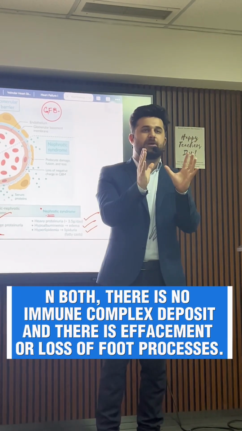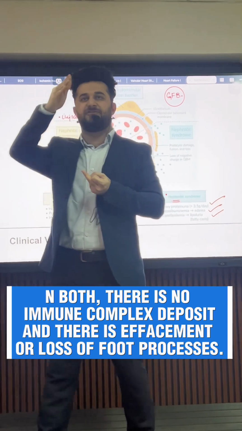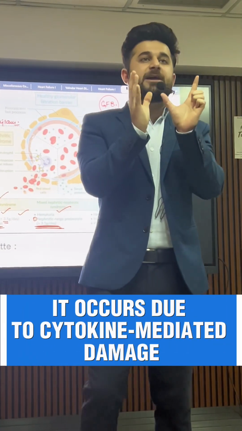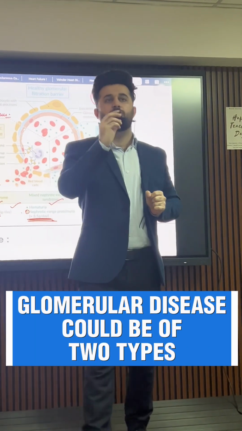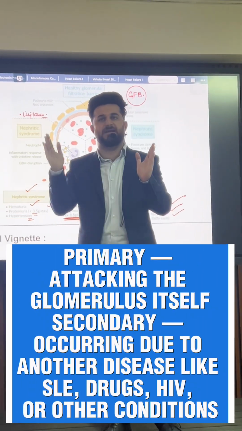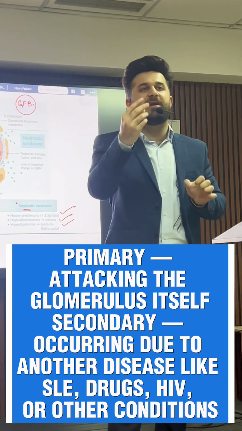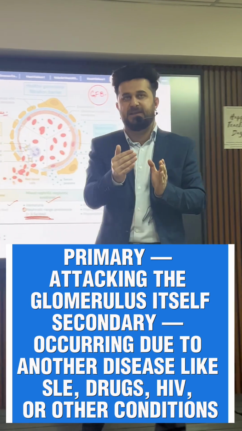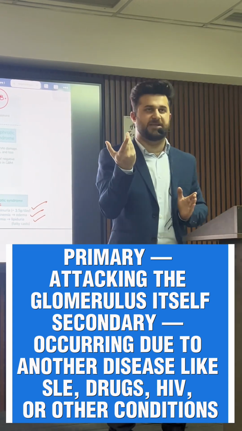And the basic thing which is common in both of them is there is no immune complex deposition and there is effacement of foot processes, or loss of foot processes. And it occurs due to cytokine mediated damage. Glomerular diseases could be of two types. One is primary, one is secondary. Primary is if there is anything that is attacking the glomerulus itself, and secondary if that is happening due to any other disease, a systemic disease like SLE, like drugs, like HIV or any infectious agent.